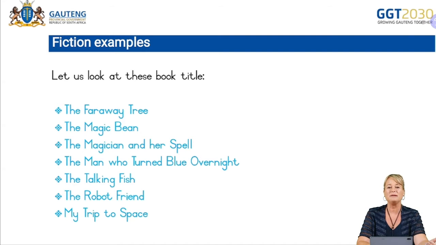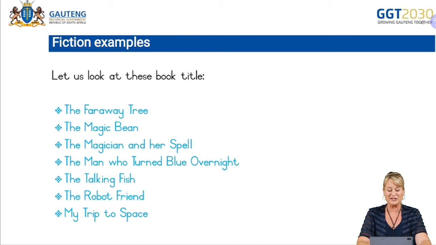What about The Magician and Her Spell? That's something that people just read about for fun because it's interesting. It's magic. The Man Who Turned Blue Overnight. That's not something that could really happen. So that is fiction. What about The Talking Fish? That's definitely fiction, but wouldn't that be a lot of fun to read?